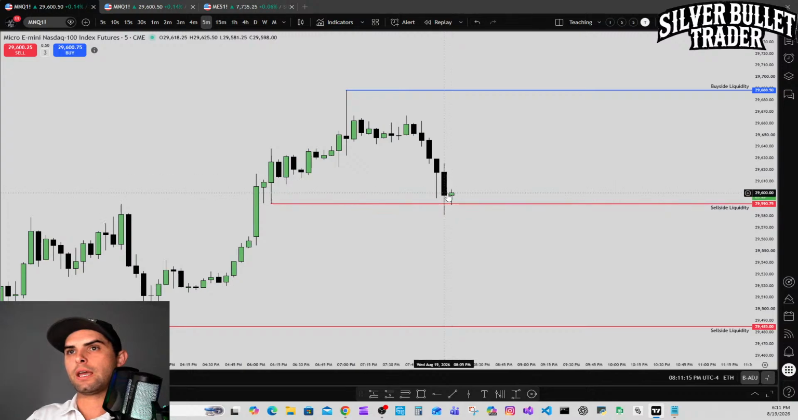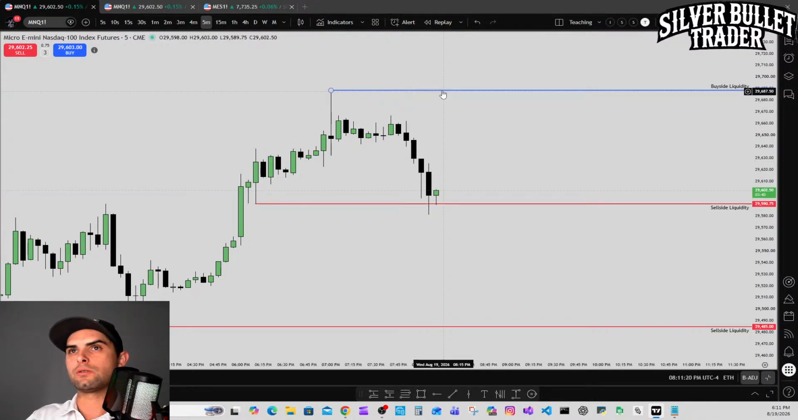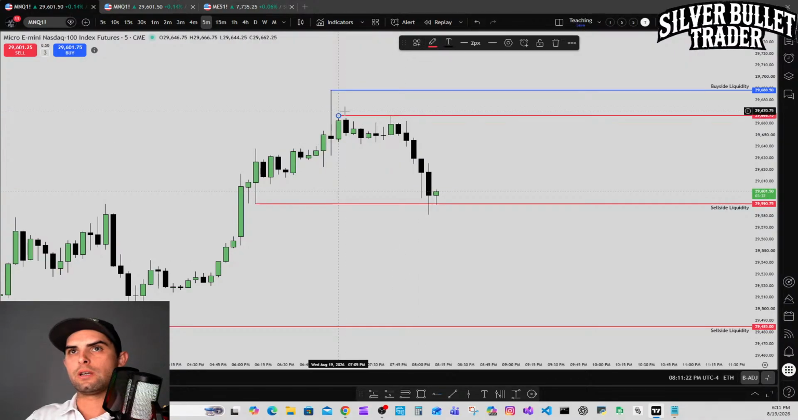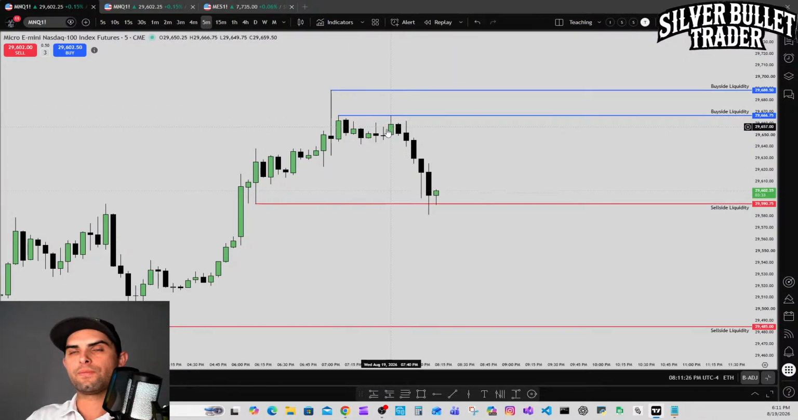If we get a 5-minute candle close higher, I will look to trade up into this region or into here as a minor buy side area.